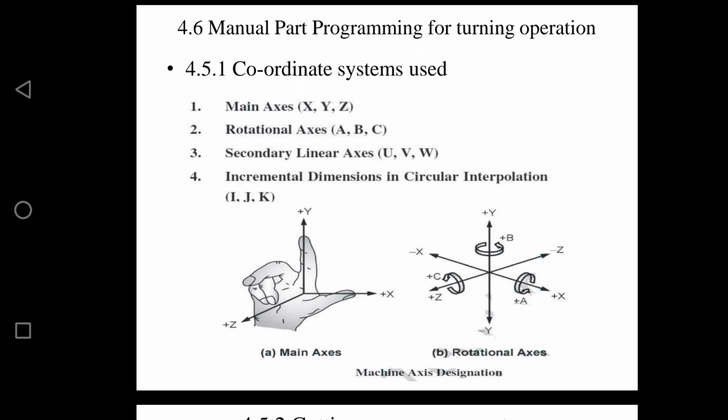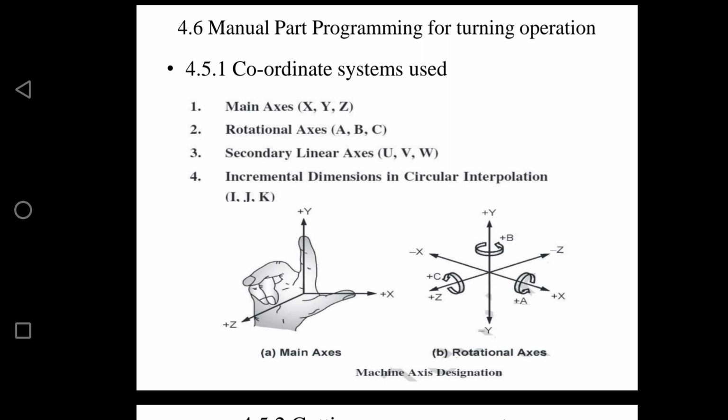If I am looking along the positive y axis, the clockwise rotation will be positive B, and counterclockwise will be negative B, and the same for C about the Z axis. This is about the rotational axes.